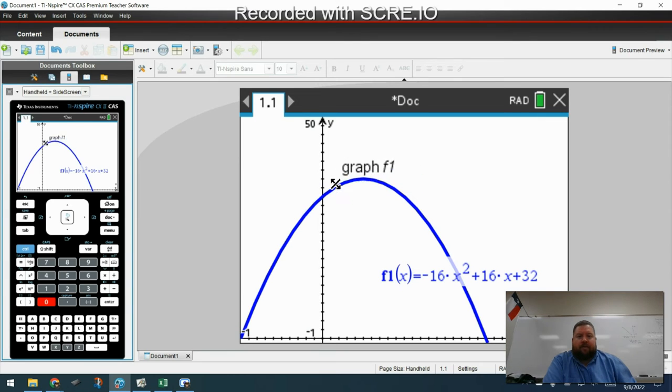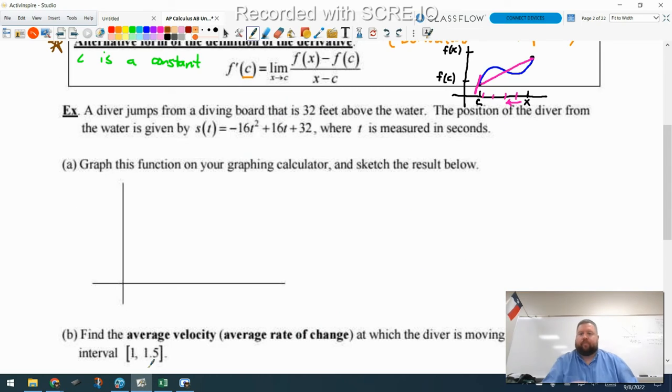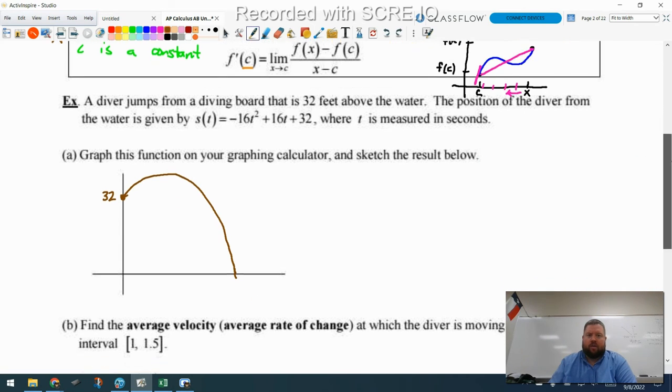So there's my y-intercept. He goes up and down, and he hits right there. All right, 32. Diver goes up and down and hits here, which we'll find that point in a minute.